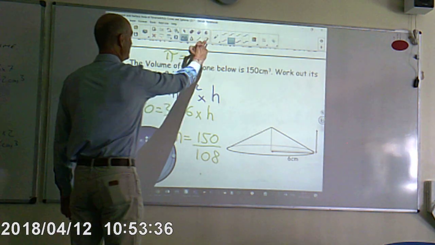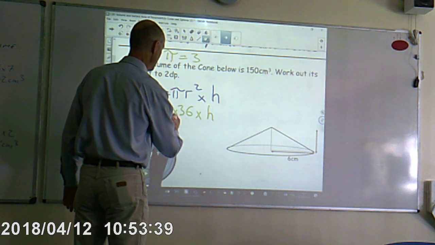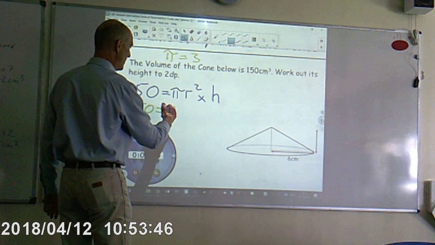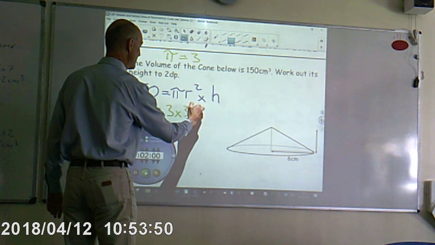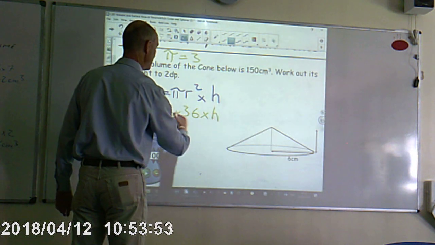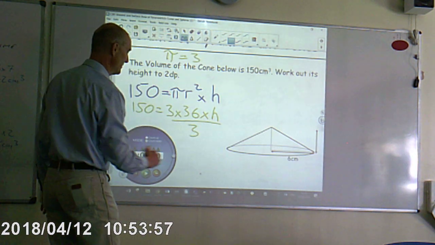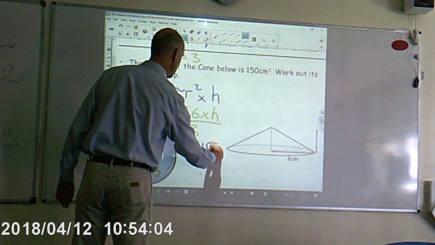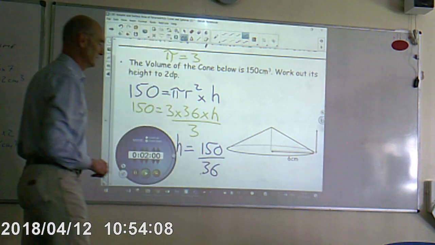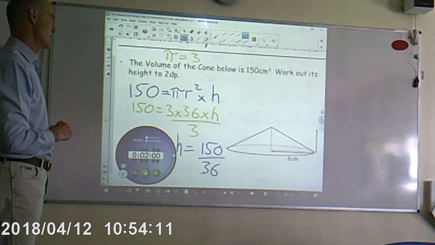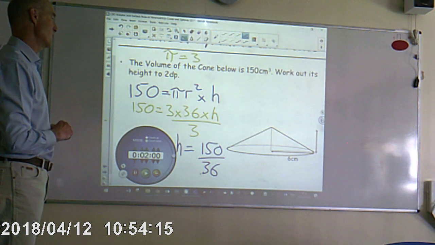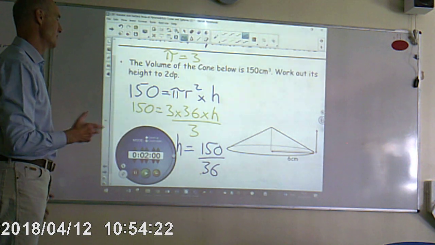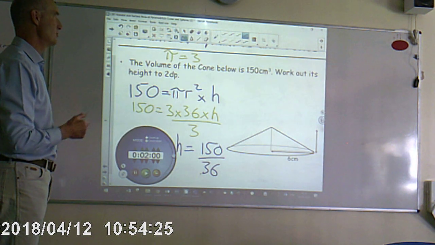Oh, there you go. Lucky I realised. That would have to be divided by 3. So let's write that in again. So 3 for pi, 36 for the r squared times h. We've got to divide all that by 3. That makes life a little bit easier actually, because that means that the height equals 150 divided by 36. It's going to be roughly 4.2, something like that. But you can work that out on a calculator. But that's just how you approach that type of question.